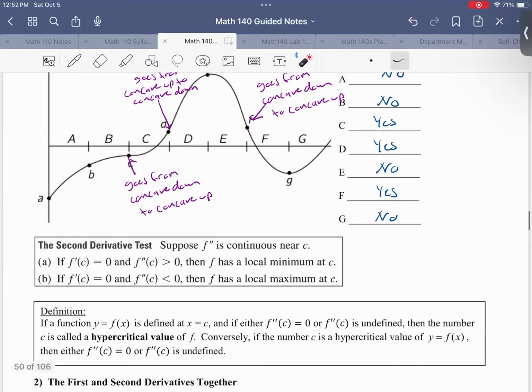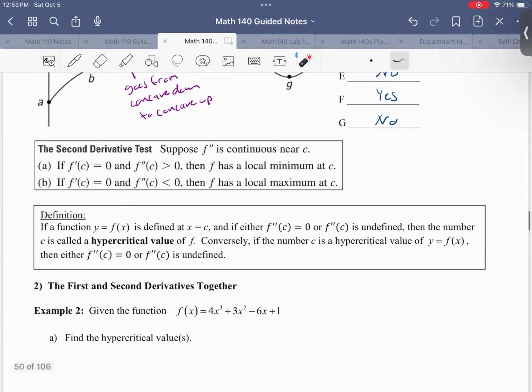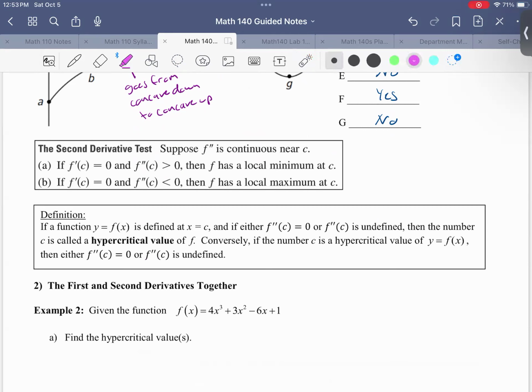Okay, so that is us checking it out graphically. But what if we actually don't have a graph? There's actually a way to check these. I'm going to come back to the second derivative test, but what you would need to do, much like increase and decrease, is find something called a hypercritical value. And that's when the second derivative equals zero. So you would find the second derivative, set it equal to zero, and find the hypercritical value, which we'll see in the example.